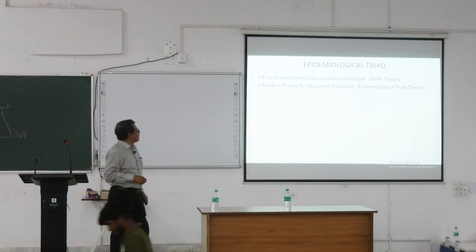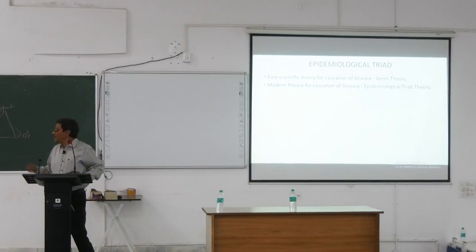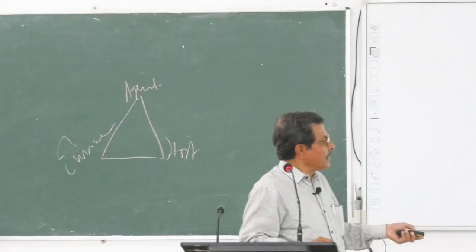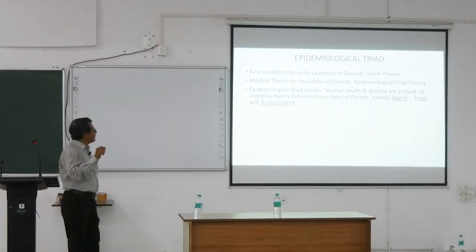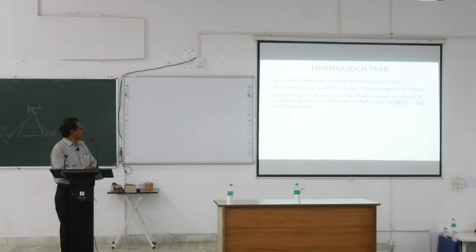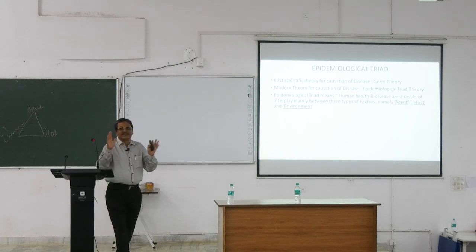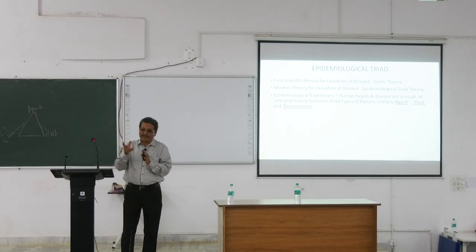So what is the modern theory of causation of disease? The epidemiological triad: agent, host, and environment. Okay. Next. The epidemiological triad means human health and disease are the result of three types of factors: agent factors, host factors, and environmental factors. Almost all diseases in this world you can explain by this triad.